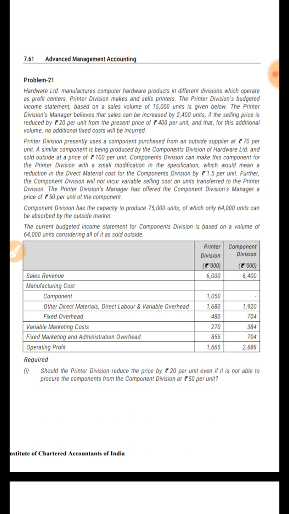Required is, should the printer division reduce the price by 20 rupees per unit even if it is not able to procure the components from the component divisions at Rs 50 per unit?